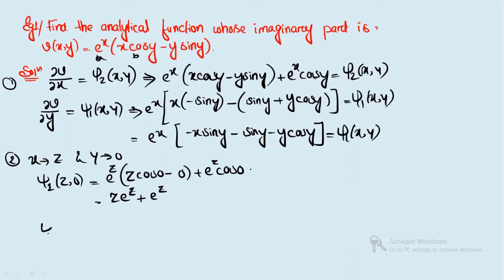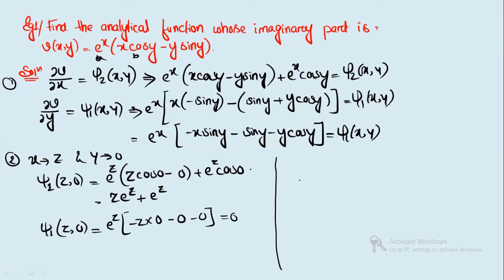So similarly, psi 1(z, 0) equals to, if you see psi 1(z, 0), sin y, e to the power z you can keep as it is. So minus z, sin 0 is what? 0. Again 0. All right. And y is 0, so 0. So if you see, this entire term will be equal to 0.